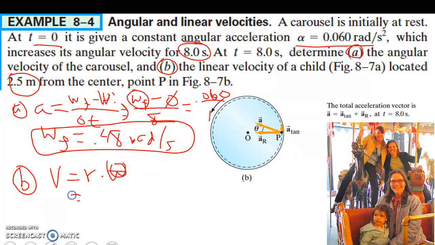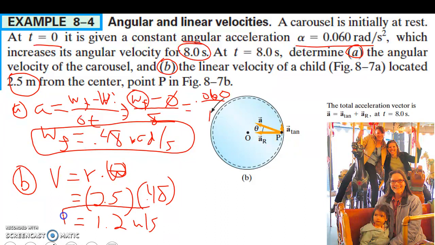And so what we do is we take our radius, which is 2.5, and we multiply it by our angular velocity, which is 0.48, to get a linear velocity of 1.2 meters per second. So that's the velocity the person feels as they're going around the carousel.